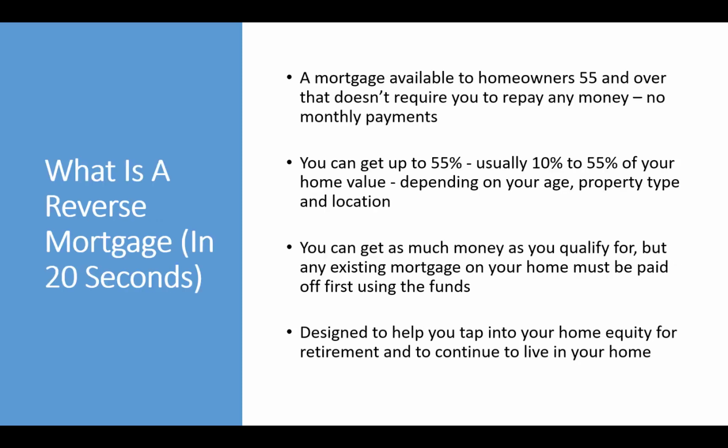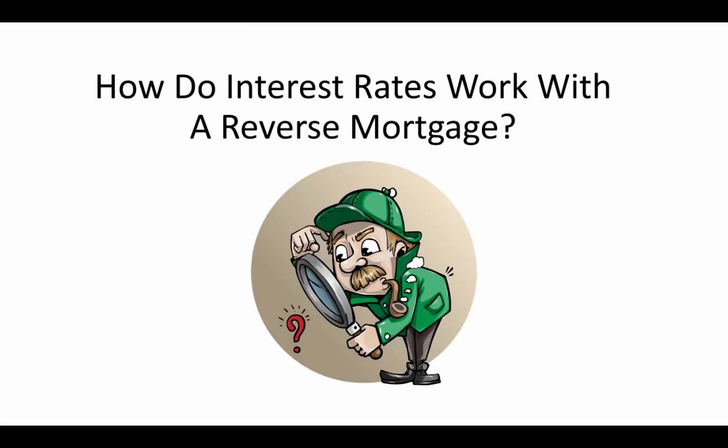Before I get to details, if you're new to reverse mortgage, I'm going to quickly explain it in 20 seconds. It's a mortgage available to homeowners 55 and over that doesn't require any monthly payments. You can get around 10 to 55% of your home's value depending on the age, property type, and location. You can take as much money as you qualify for, but any existing mortgage must be paid off first. And it's designed to help you tap into your home equity for retirement and to continue to live in your home for life. So, how do interest rates work with a reverse mortgage?